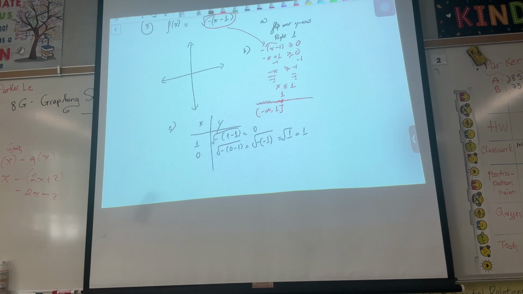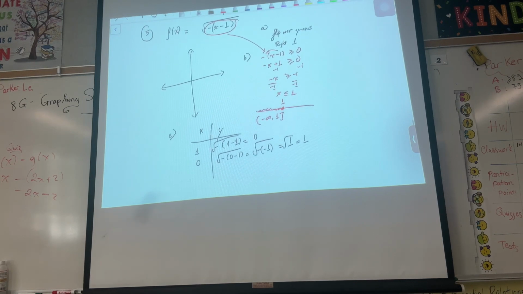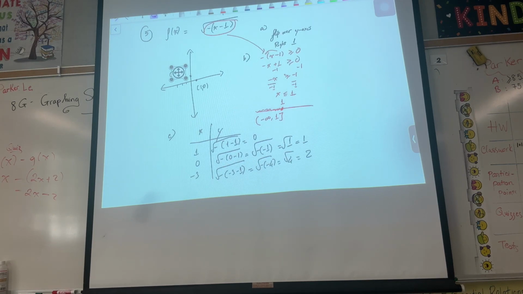-1? -2? I want to get 4 out. -3. -3 minus 1 is -4. And then you have another negative in front. That becomes +4. That's 2. So 1, 0 right here. 1, 0. And 0, 1 right here. They flip over the y-axis. That's why it looks a little bit different from the other graph. Okay. And then -3 and 2. Let me move this. Just erase it. Okay, so -3 and 2 right here.